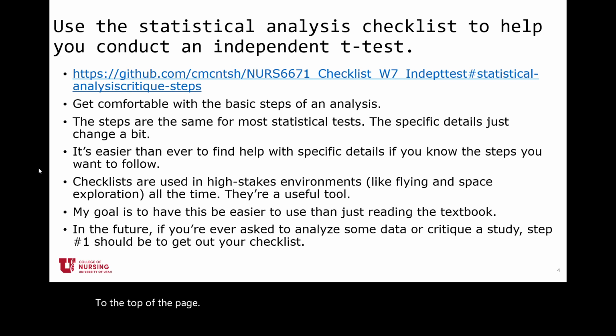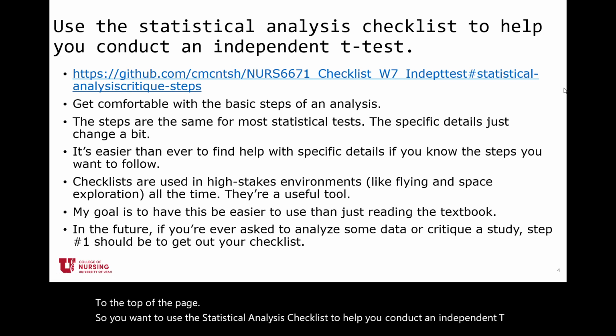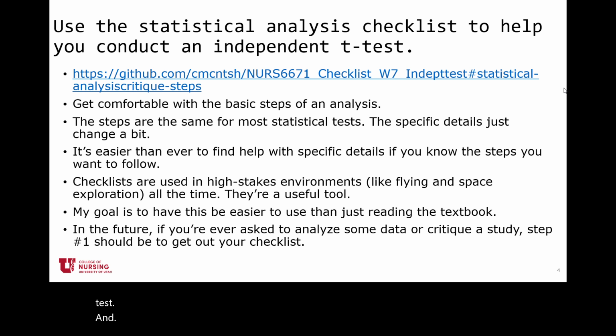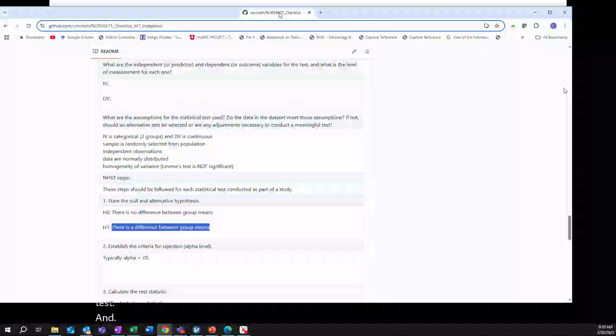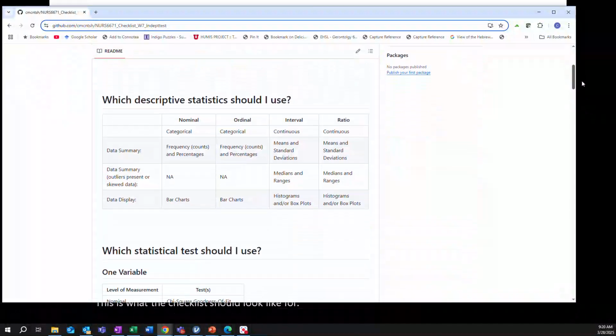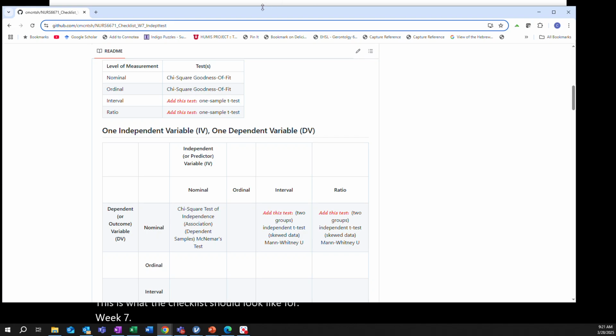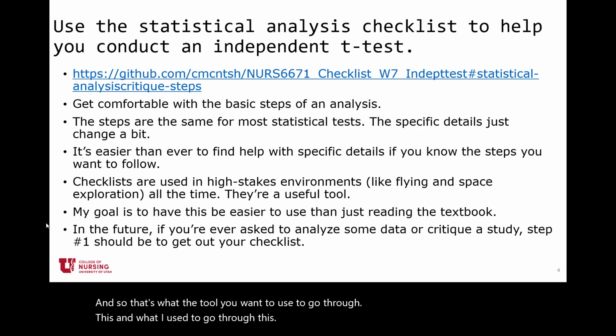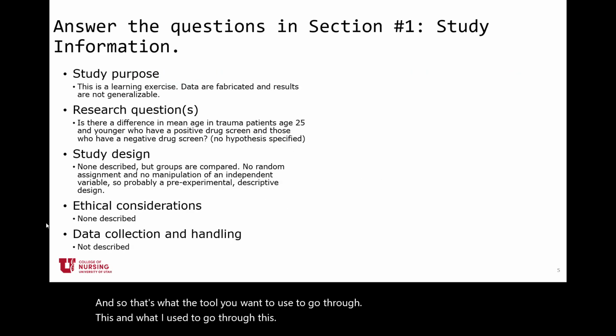So you want to use the statistical analysis checklist to help you conduct an independent t-test. This is what the checklist should look like for week 7. And so that's the tool you want to use to go through this, and what I use to go through this. So answer the questions in section number 1, study information.